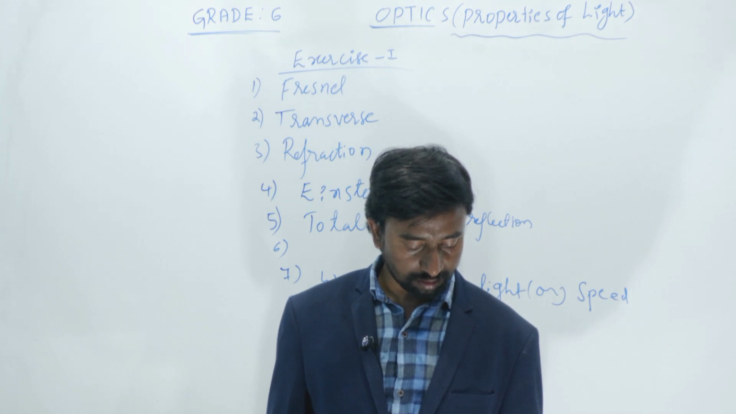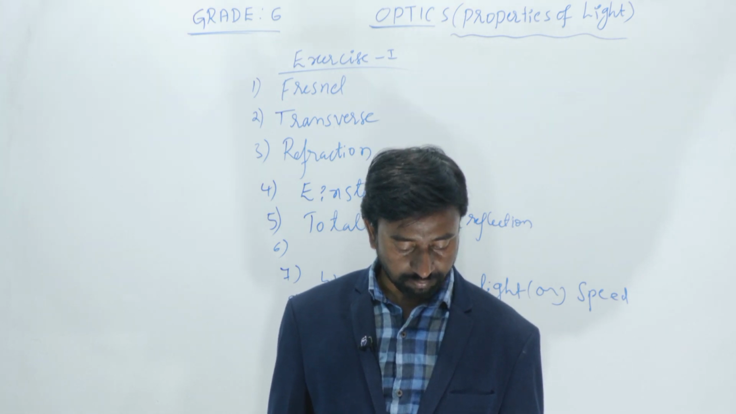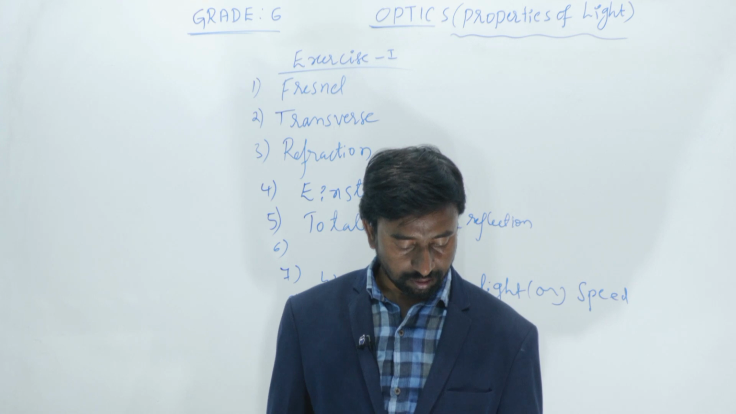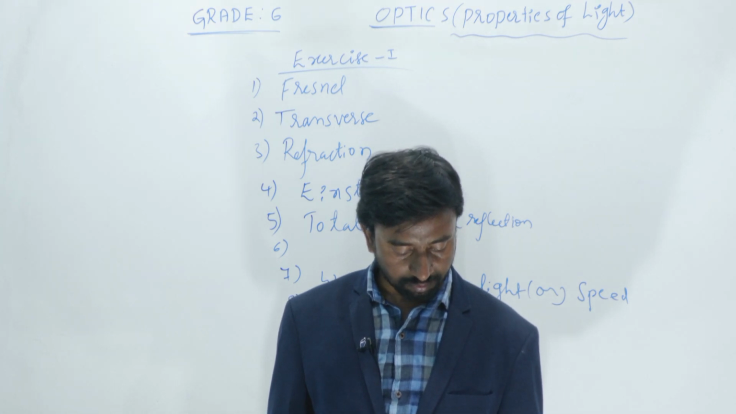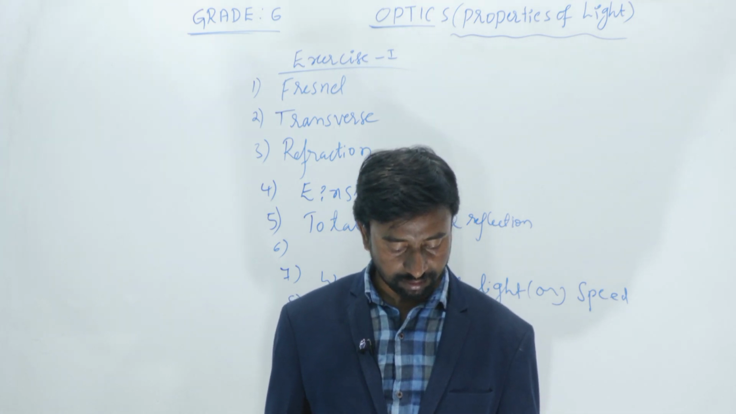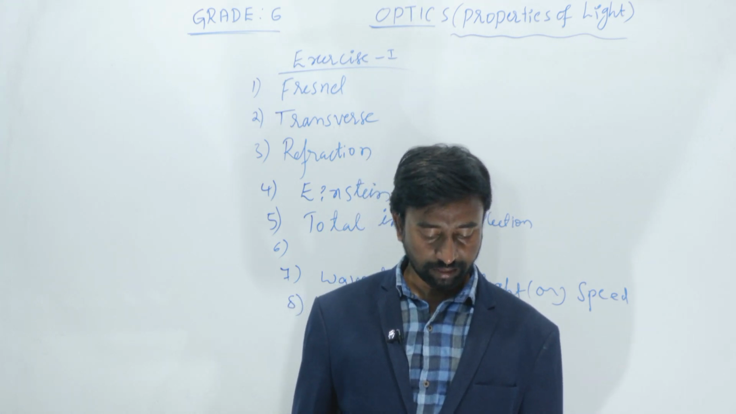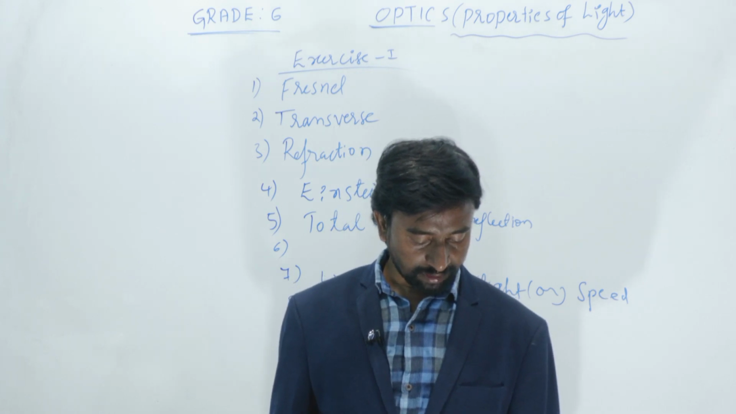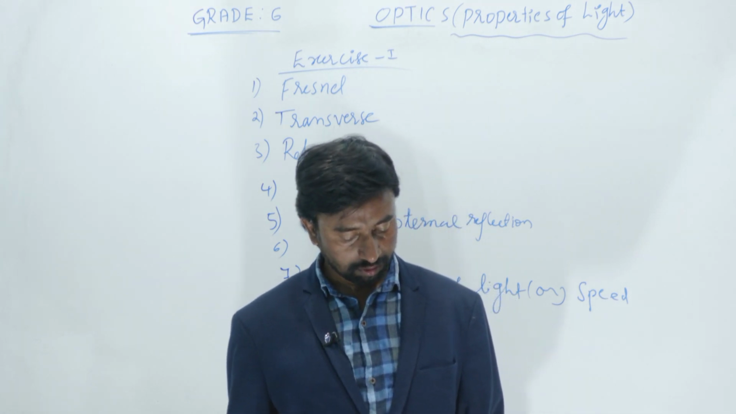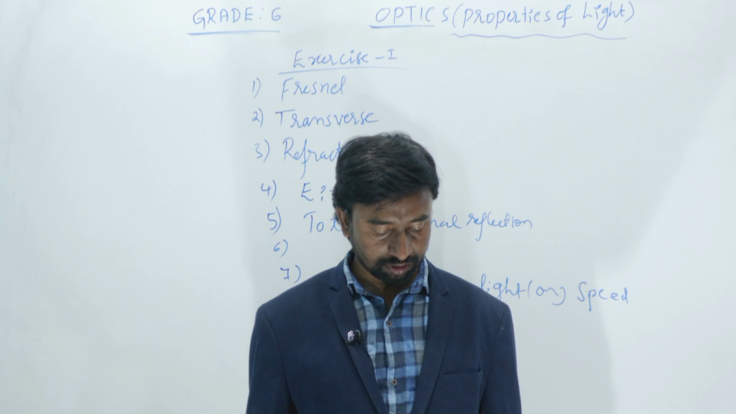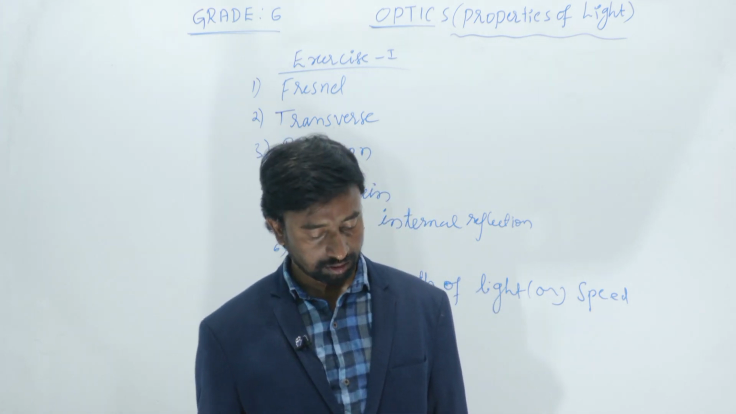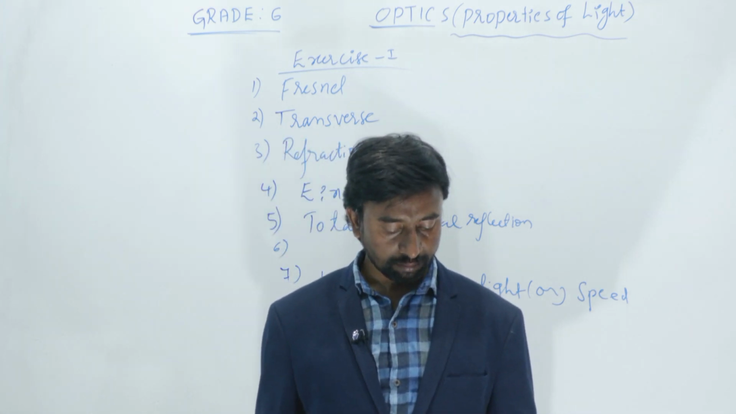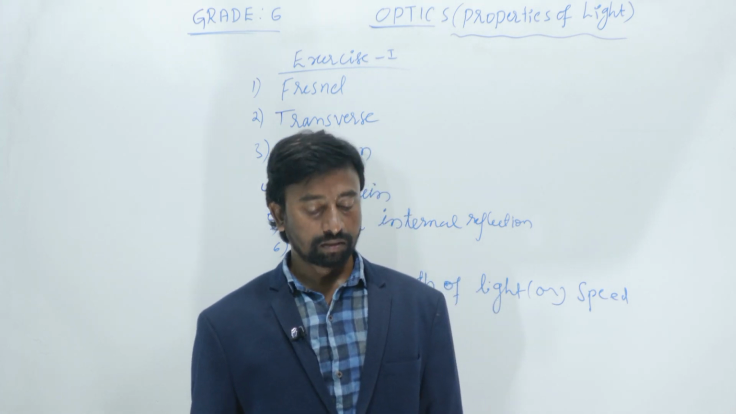Newton postulated his corpuscular theory of light on the basis of Newton's rings, colors of films, rectilinear propagation of light and dispersion of light. Newton's theory explained which of the following phenomena? Refraction, and only refraction. He explained refraction properly, but the remaining phenomena could not be explained.